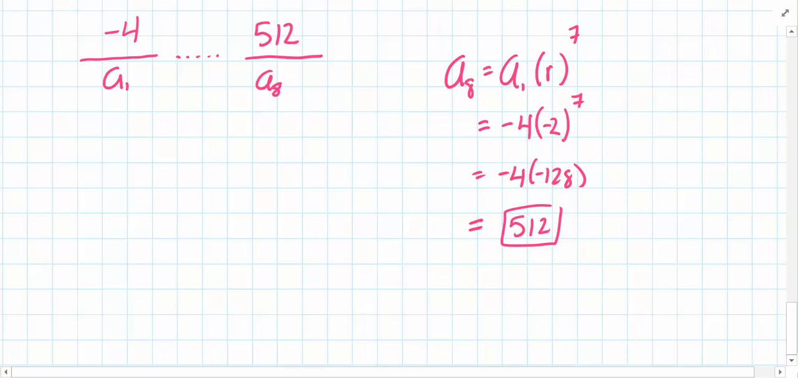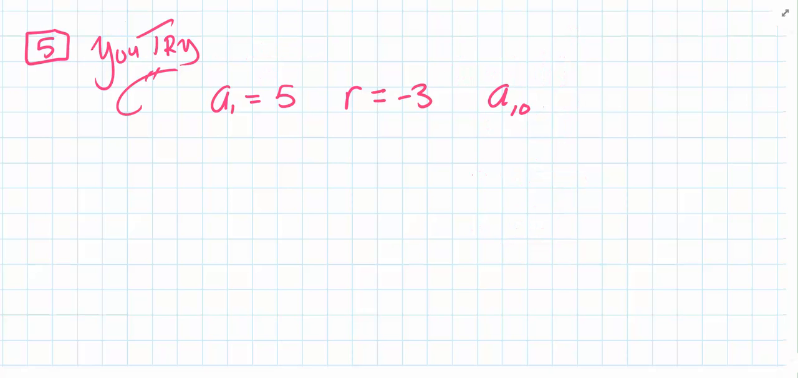Okay, your turn. You and a buddy, try this one. The very first term is 5. The common ratio is -3. I would like the 10th term, and I will demand that you not brute force it all the way up, okay? Don't brute force it.